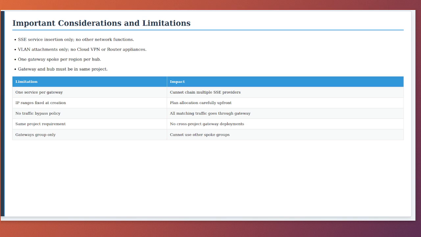The gateway spoke and hub must be in the same project. Cross-project gateway deployments are not supported. IP address ranges assigned to the gateway cannot be changed after creation. Plan your IP allocation carefully before creating the gateway spoke. There is no traffic steering policy to bypass a subset of traffic from the NCC Gateway. All traffic matching gateway advertised routes will pass through the gateway.